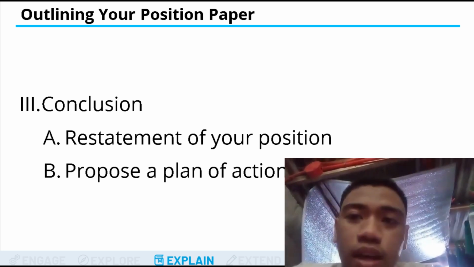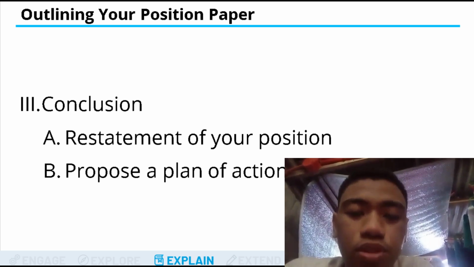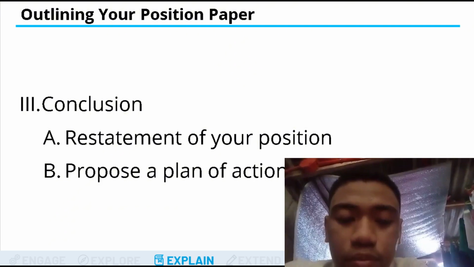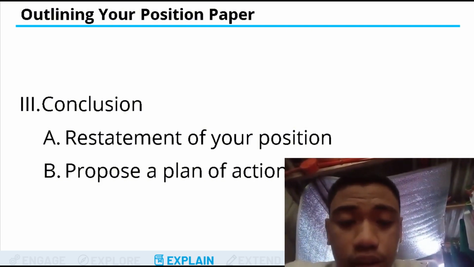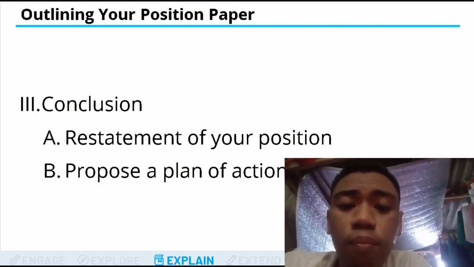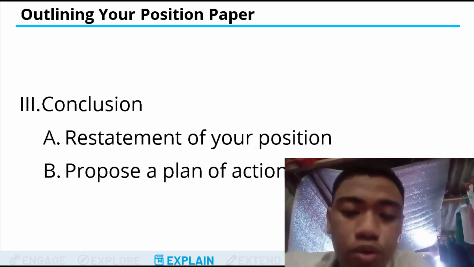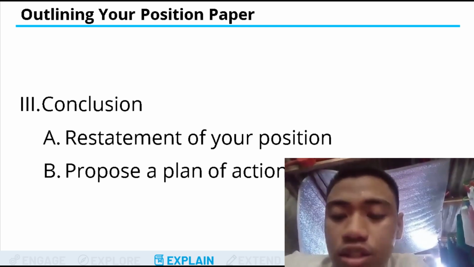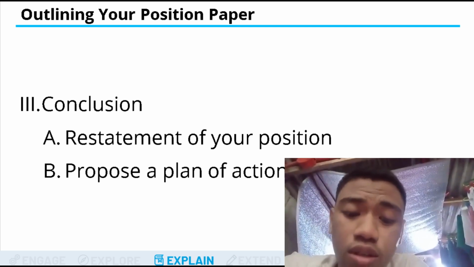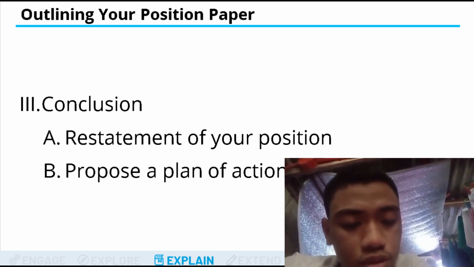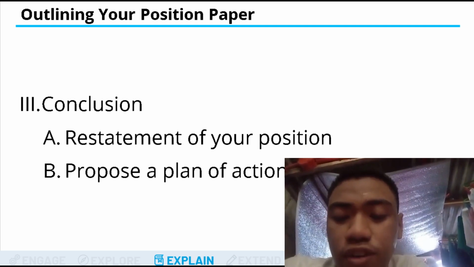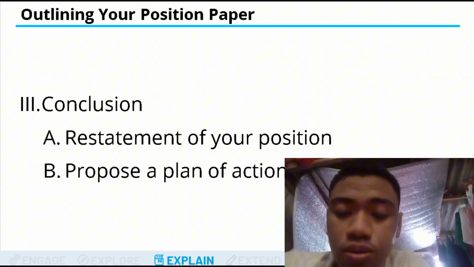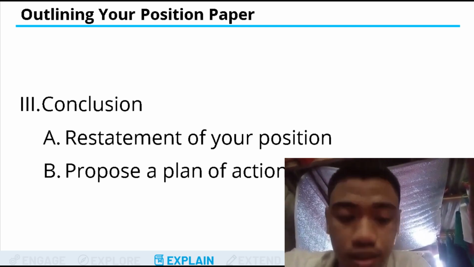Conclusion. A. The statement of your position. A statement of your position refers to the act of saying something again or in a different way. B. Propose a plan of action. Propose a plan of action is a meticulously structured strategy that pinpoints specific tasks and resources vital to turning a goal into a reality.